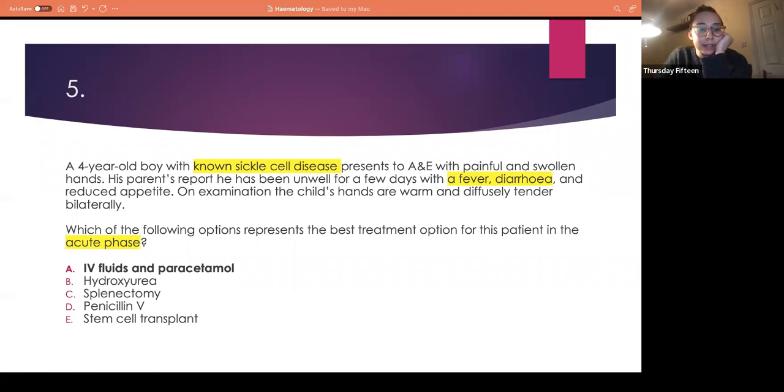Hydroxyurea reduces the disease-related health complications. It increases your fetal hemoglobin, but it doesn't treat the acute phase. A splenectomy: this guy's got no sign of splenic sequestration or infarction, so there's no indication to remove his spleen right now. Penicillin V is an antibiotic that you give as prophylaxis against encapsulated organisms in sickle cell, and it doesn't sound like he's got an infection. Also, giving him prophylactic antibiotics isn't going to treat his acute problem.